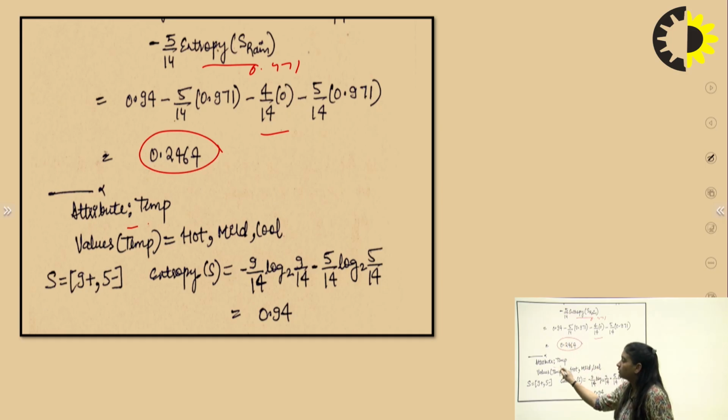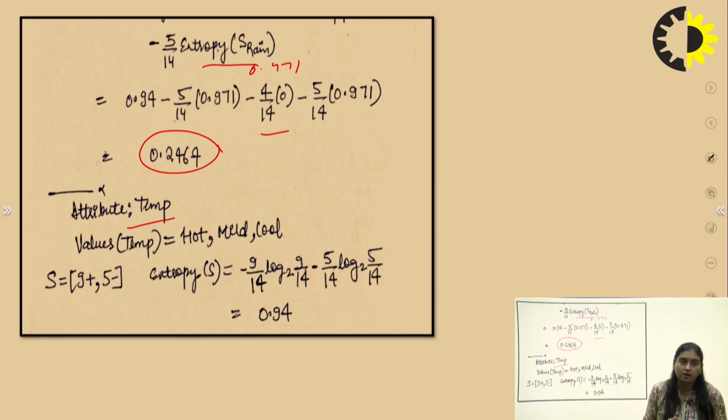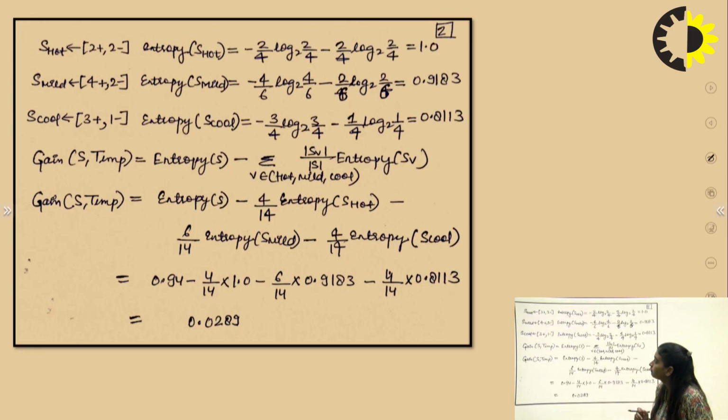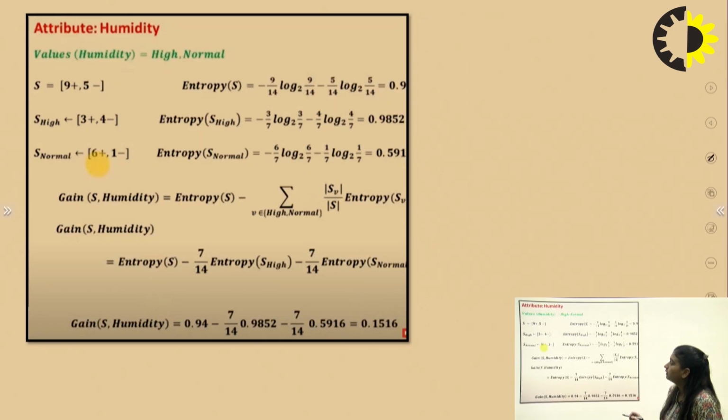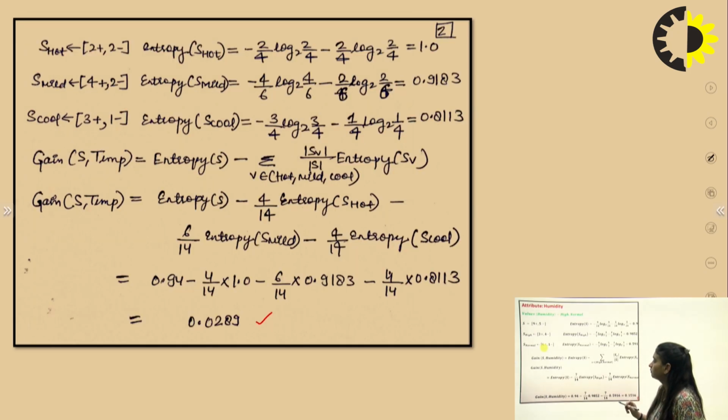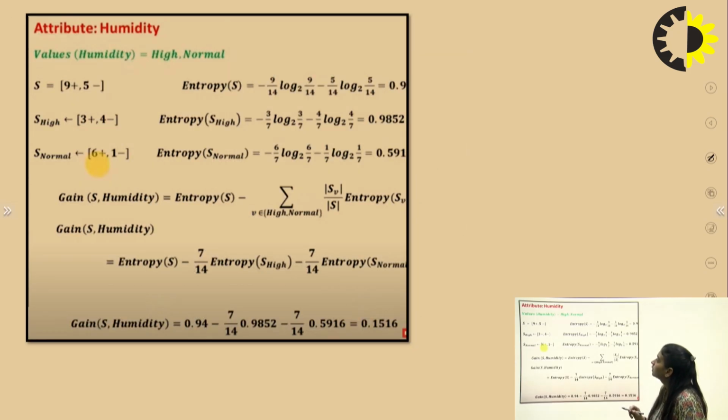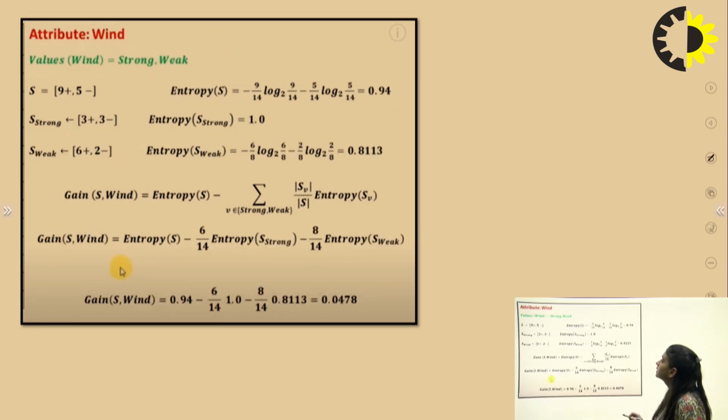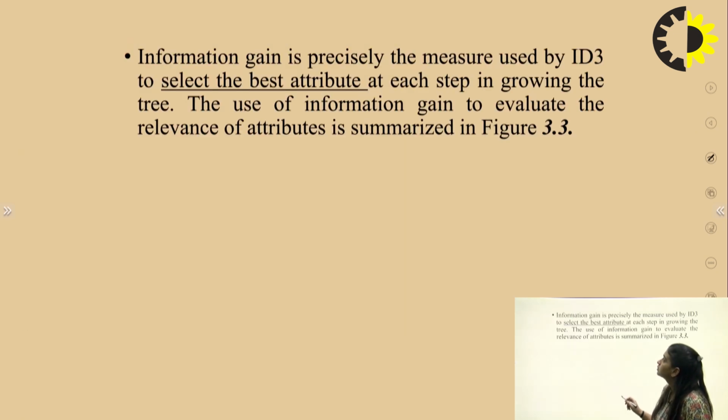Similarly, we calculate the gain for the attribute temperature, which is 0.0289. Then for humidity, which is 0.1516, and for wind, that is 0.040478. So information gain is precisely the measure used by ID3 to select the best attribute.